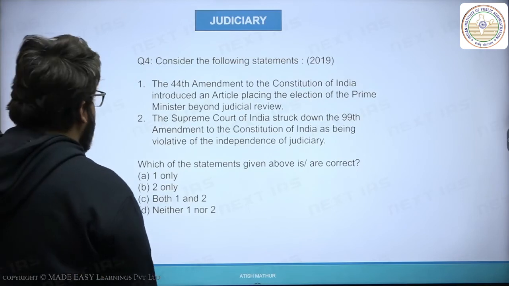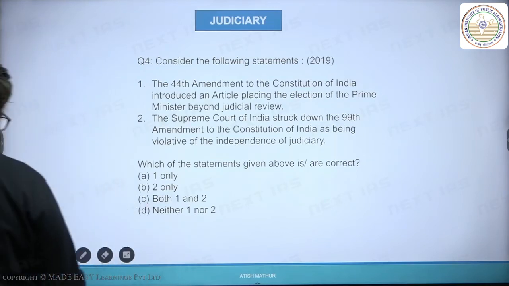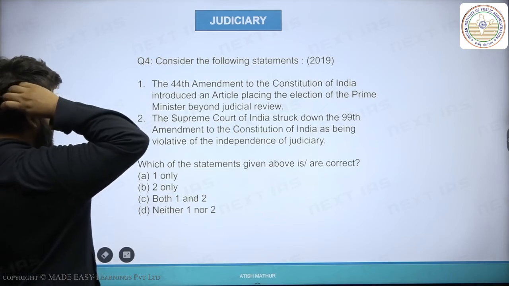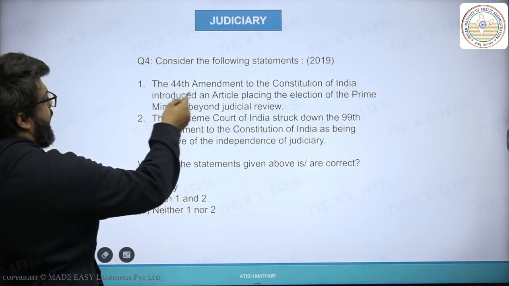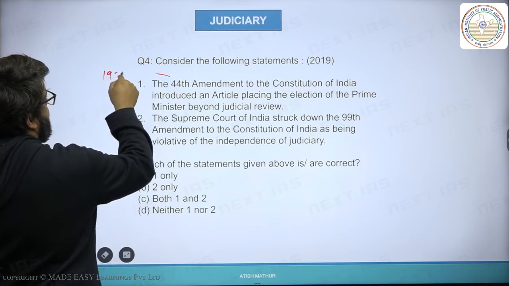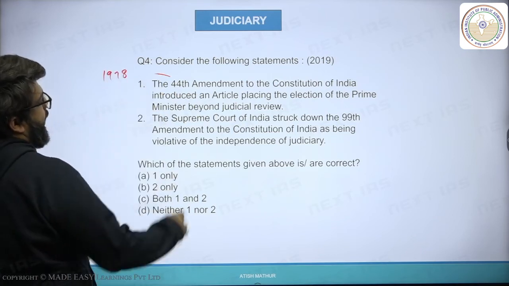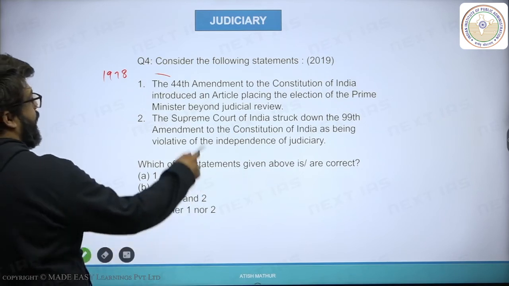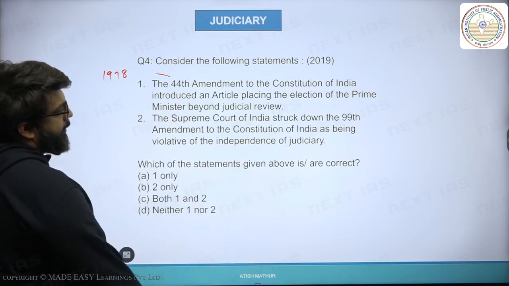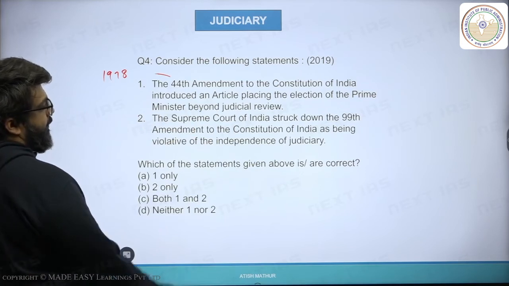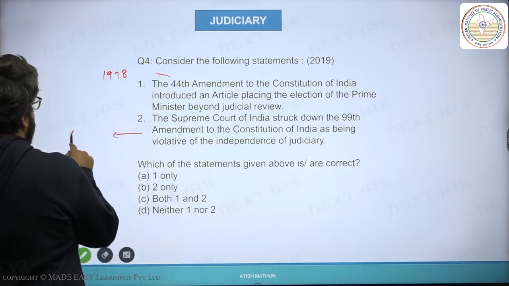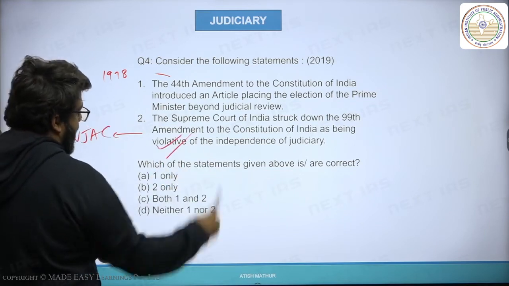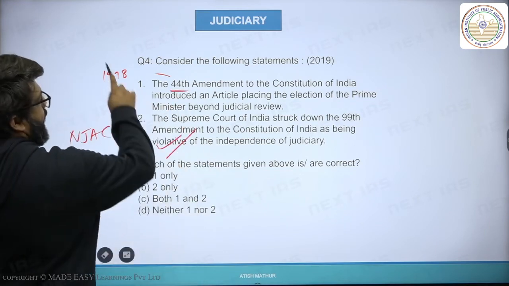Consider the following statement. ये हमने थोड़ा सा पढ़ा था। The 44th Amendment of the Constitution of India, this is the 1978 Amendment, introduced the article placing the election of the Prime Minister beyond judicial review. The Supreme Court of India struck down the 99th Amendment as being violative. अभी बताया था, this is about National Judicial Appointments Commission. दूसरा तो सही है, बट पहला क्या बताया था?